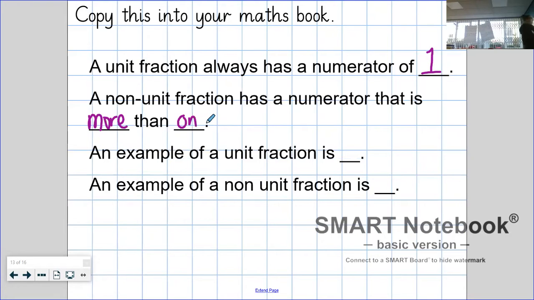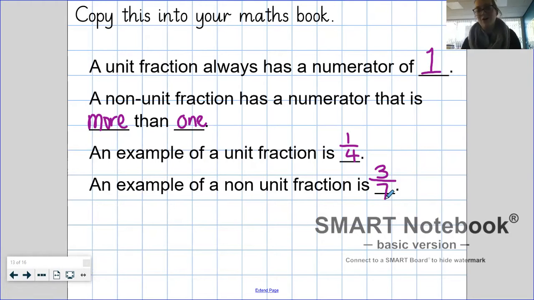Or you can write the number 1. An example of a unit fraction is, well, you can come up with loads of these, but I might say 1/4. And an example of a non-unit fraction is 3/7, I might say. But you can decide. I'm going to pause the video now and I want you to write those down. Pause.